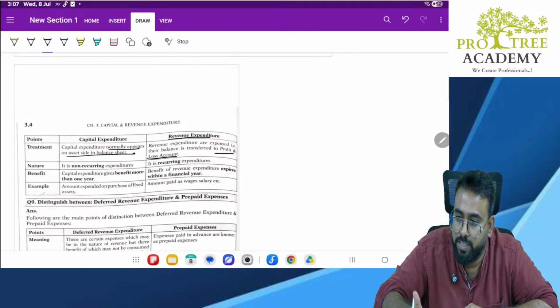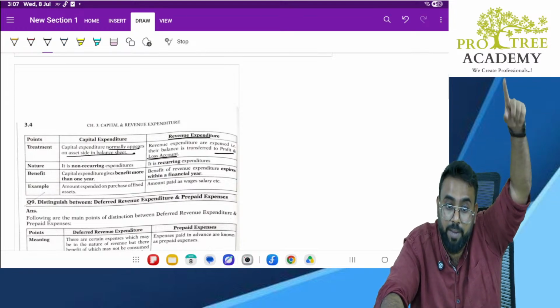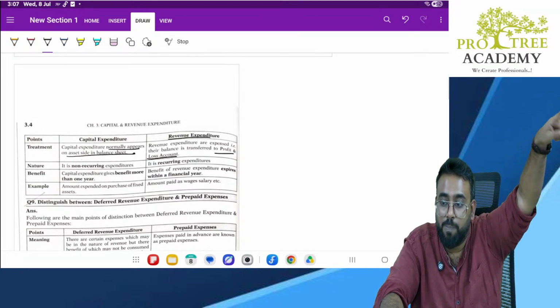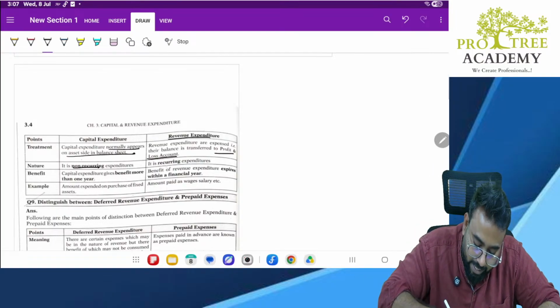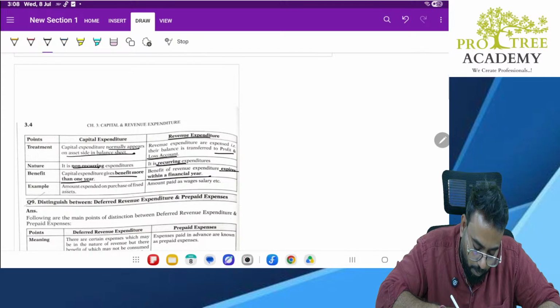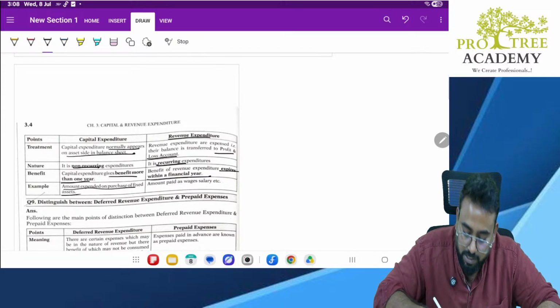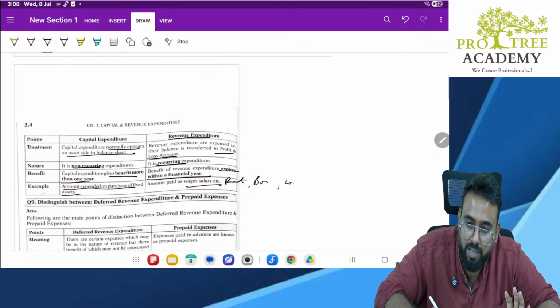I told you already this is discussed, correct or no? If it fulfills asset definition, it will go to asset account debit. If it is not fulfilling, then it will go to purchase account debit, correct or no? It is non-recurring, it is recurring. Capital expenditure gives benefit for more than a year, revenue expenditure expires in the financial year. Example is purchase of your fixed assets. Here, wages, salary, rent, whatever you want, bonus, commission. Clear? Everybody? Am I clear?